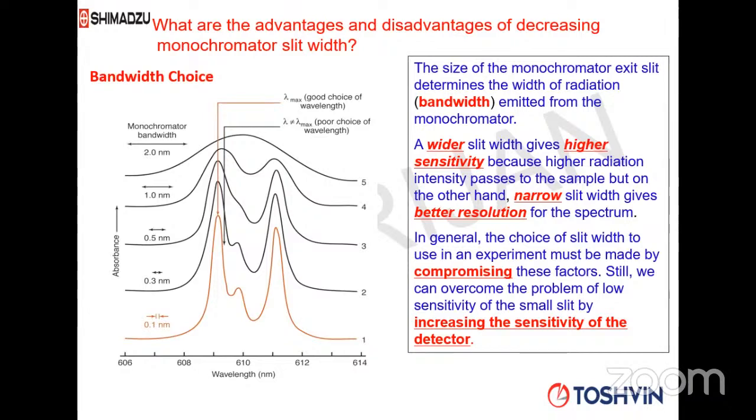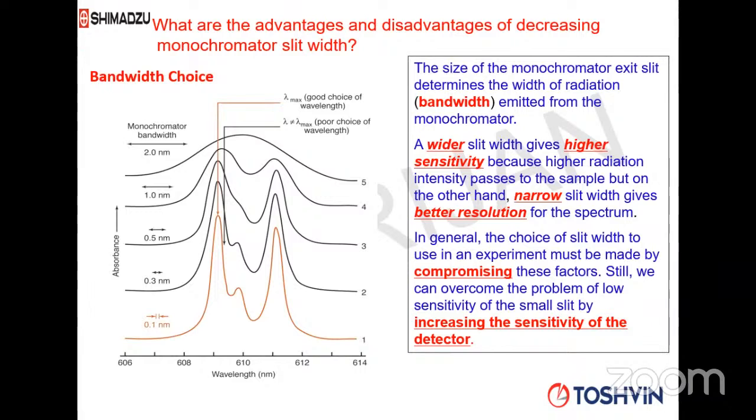On the left hand side, you can see I have shown 5 different spectra. Spectra number 1, 2, 3, 4, and 5. If you look at spectrum number 5, where we used a 2 nanometer bandwidth opening, you can see you are getting a very, very broad peak. There is no resolution. You are not happy with the resolution. So from 2 nanometer, you reduced it to 1 nanometer. Spectrum number 4. When you reduced it to 1 nanometer, you can see 2 bands are separating, but still they are very broad. Again, you are not happy.